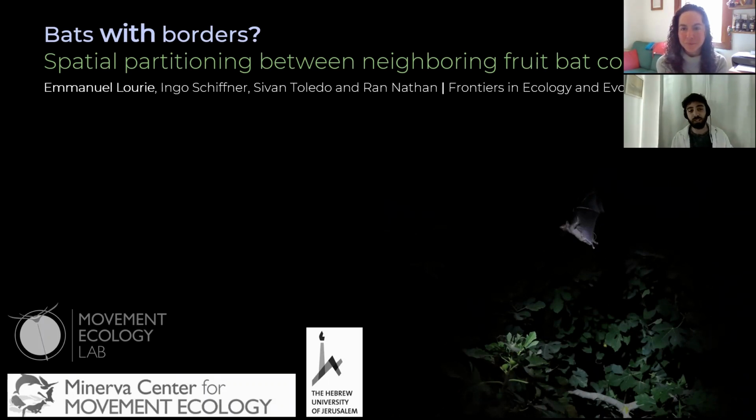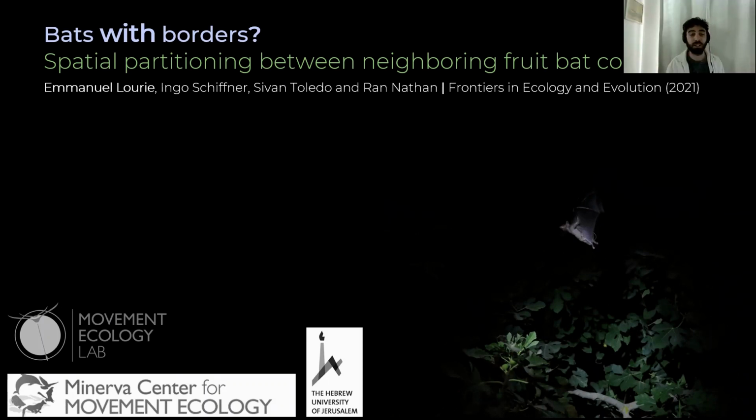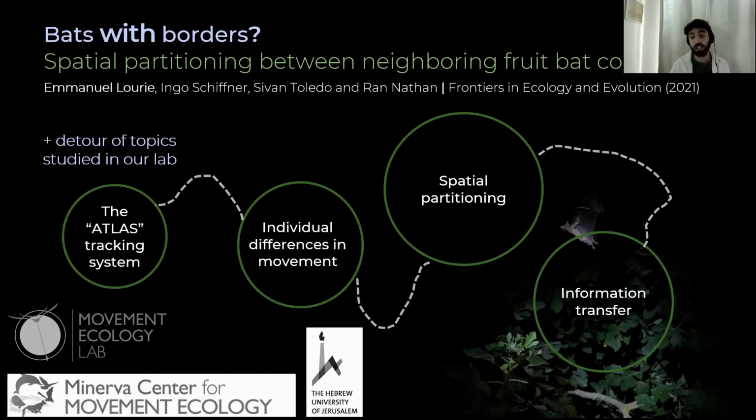And today I'm going to talk on one major topic, which is kind of contradicting this NGO's title, and to show you that bats actually have some sort of borders. More particularly, I'm going to talk about spatial partitioning between neighboring fruit bat colonies here in Israel. But because we have some time, I also want to take this opportunity to take you through the process of how this question even came to be, and also what types of other research questions we're asking after we saw these results, with some preliminary results that I will be happy to share with you.